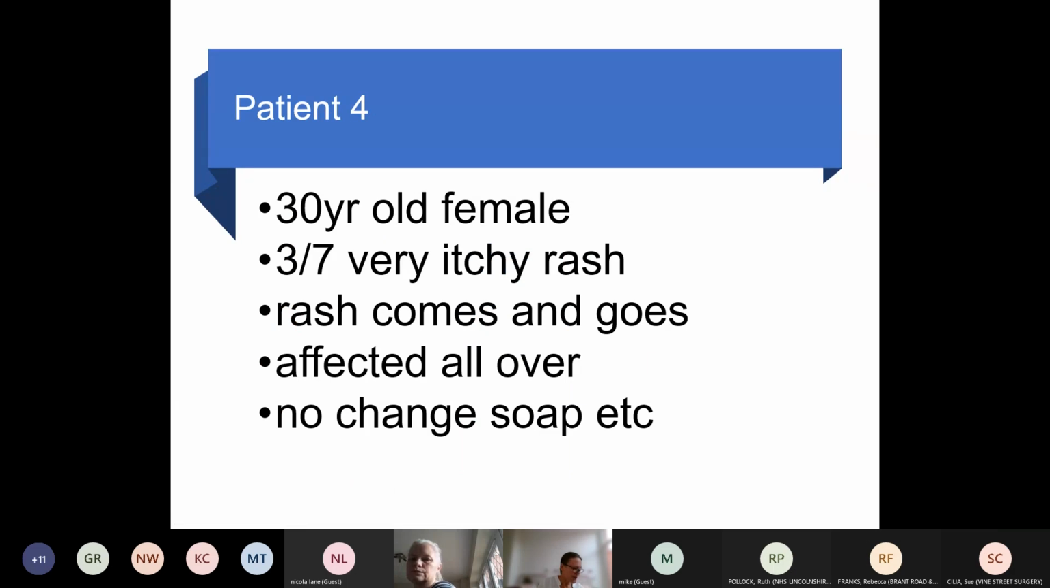And patient 4. So here we've got a 30-year-old lady who's had a really itchy rash for the last 3 days, and she said it just comes and goes, and it's in different places at different times, affecting the whole body. Not changed any products like soap or washing powder or anything. Any more history that you want from this lady?